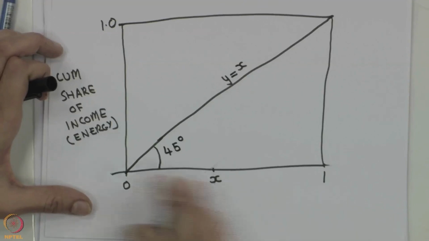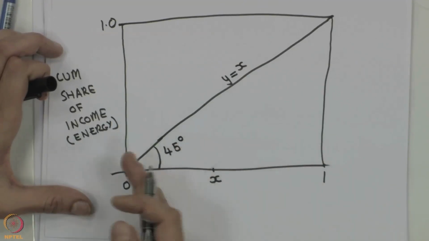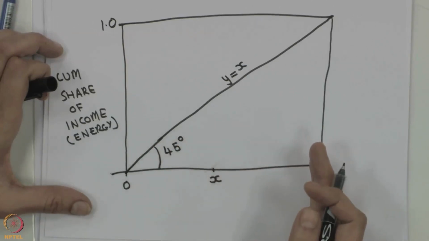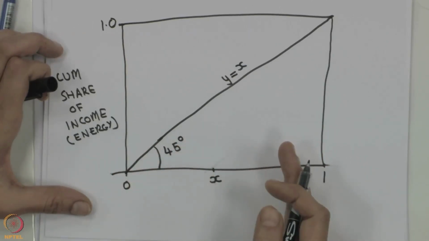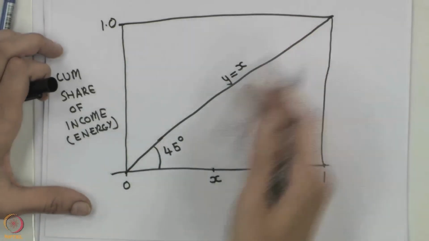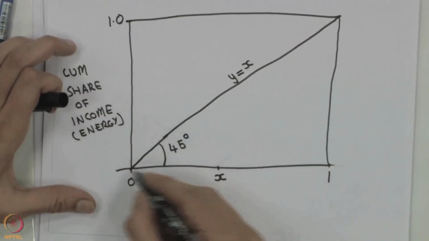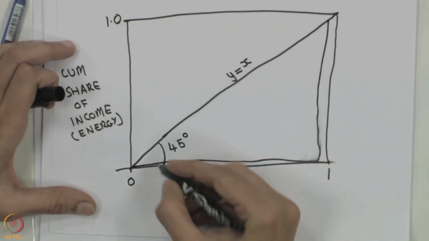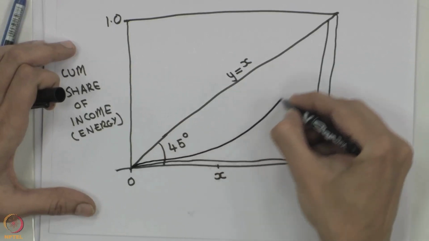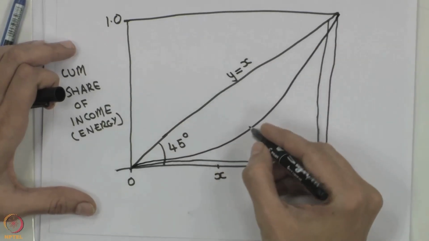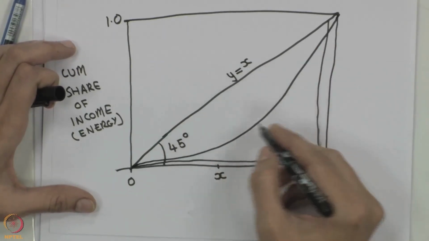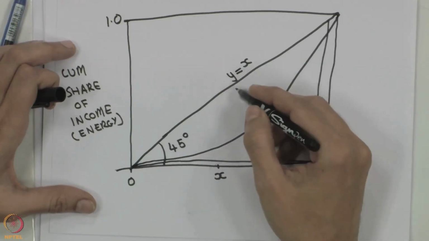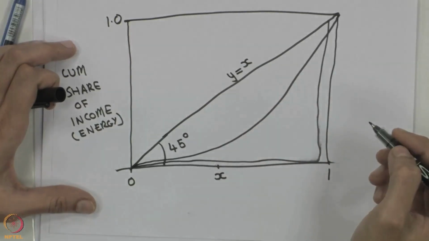On the other hand, if we had a set of different individuals where everyone had 0 income and only one individual had all the income, then you would have a curve which would go something like this and then go here. In actual practice, we would have something like this. And so, this deviation that we have from the 45-degree line shows us the amount of inequality in the system.